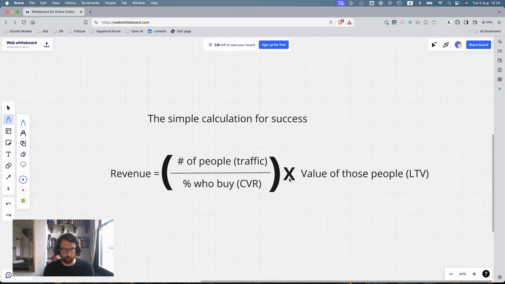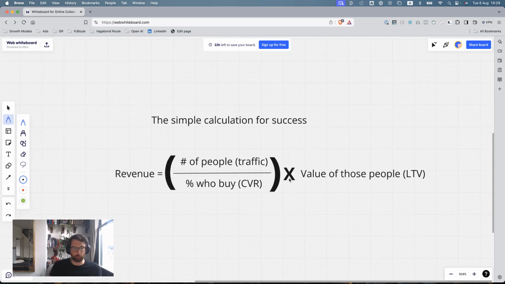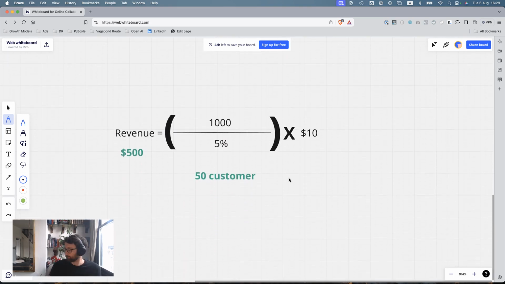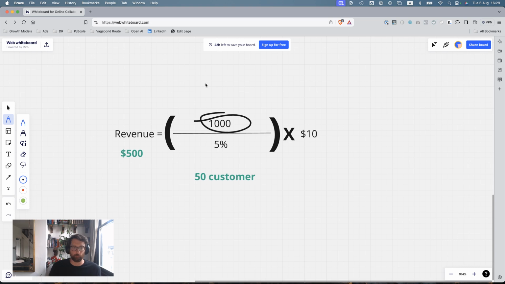Let's zoom out a little. Let's look at this with some actual numbers, right? Let's imagine that you get 1,000 people to your sales page, and you have a 5% conversion rate, which means that you get 50 customers. Each of those customers pays you $10, which results in $500. Really simple. 50 people times $10 each, $500. Super simple. You can increase this number by increasing any one of these numbers.